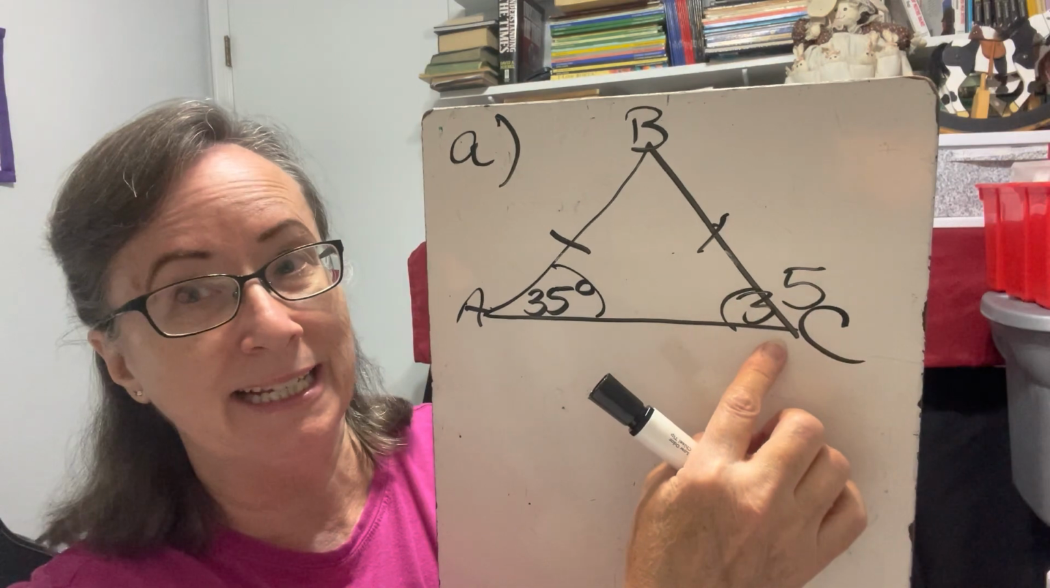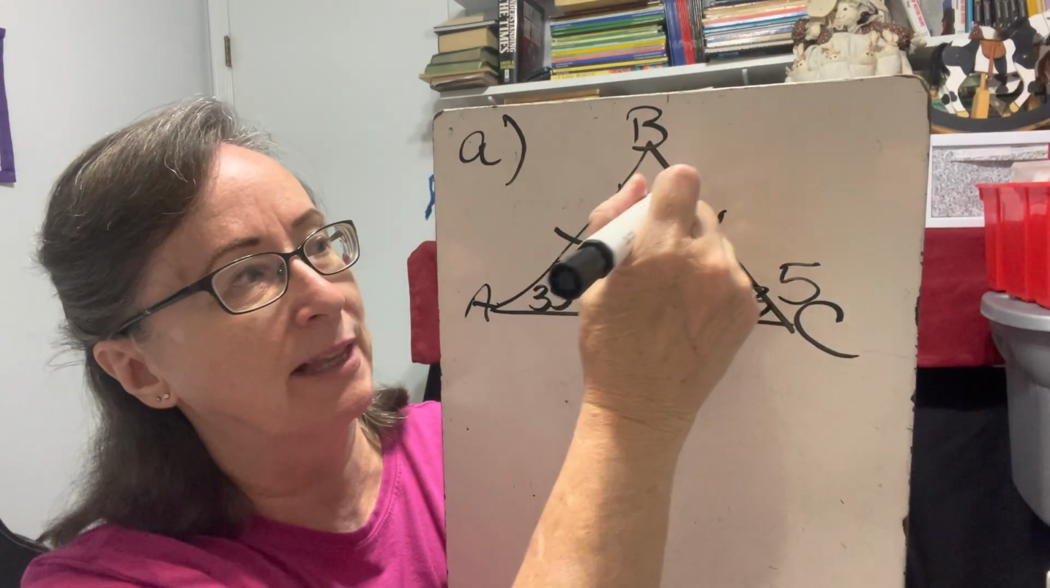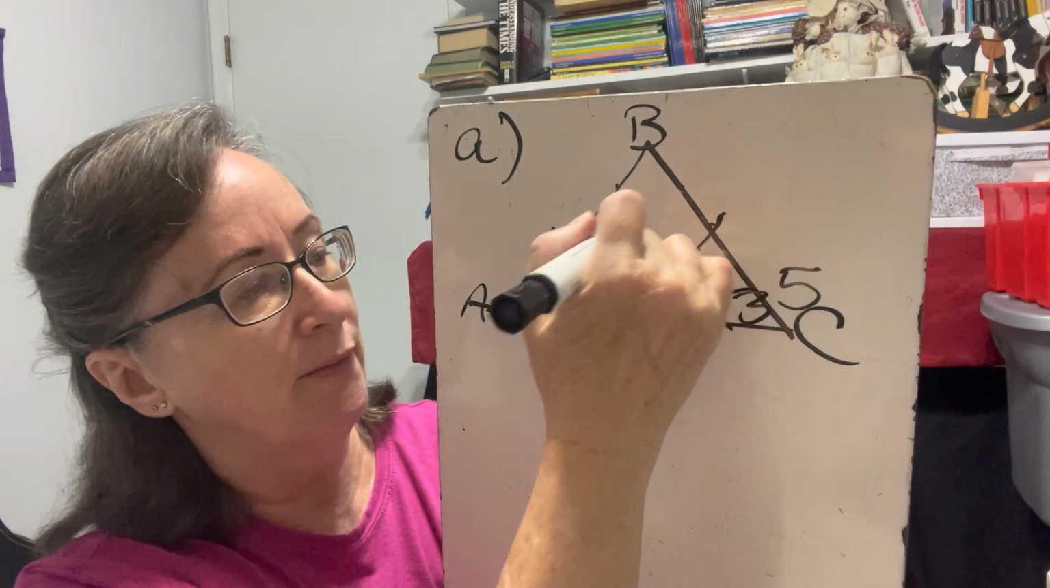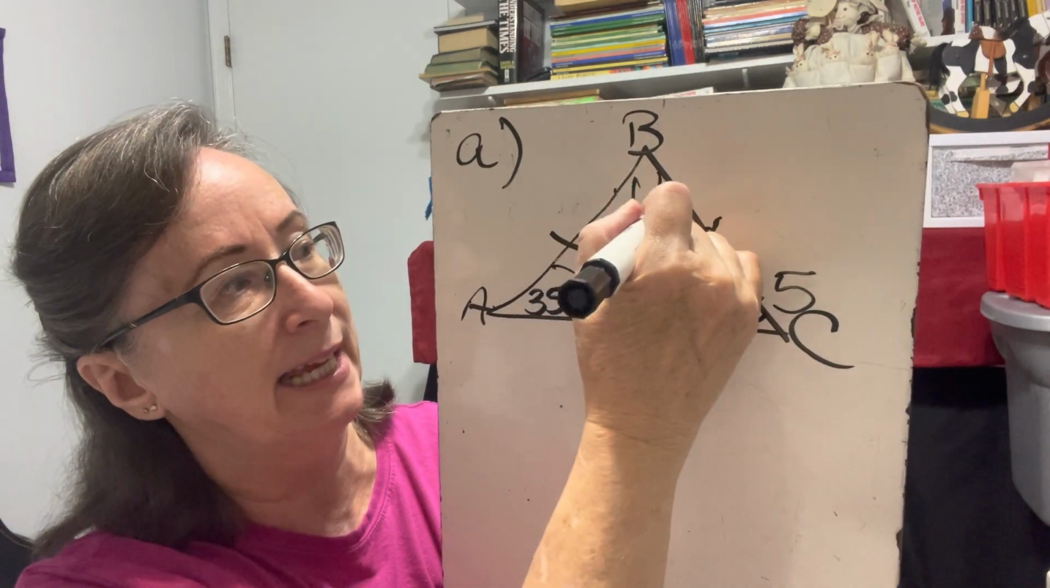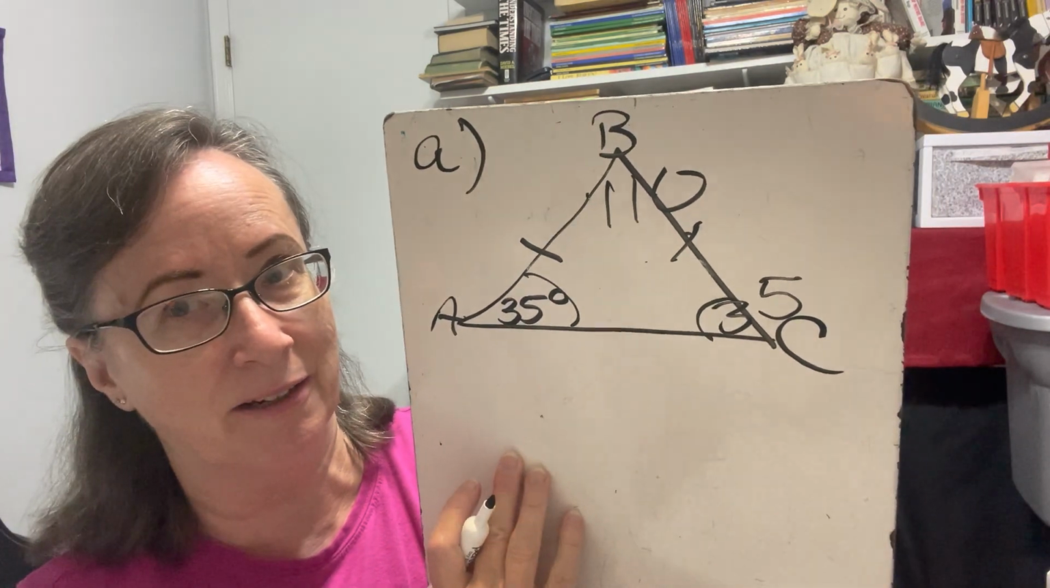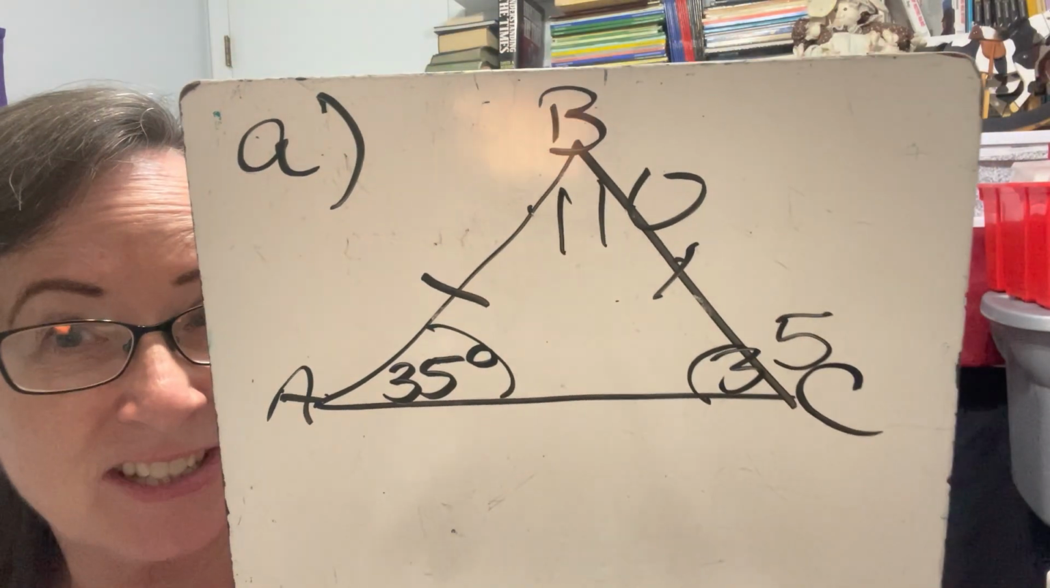So 180 take away the 70 means that this one up here, I'm not going to make it that way because then it makes it look like they're the same. This one up here would be 110 because 110 plus 70 is 180 degrees. And that's all there is to that one.